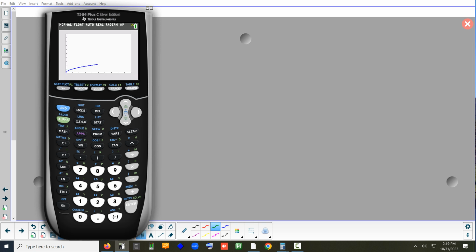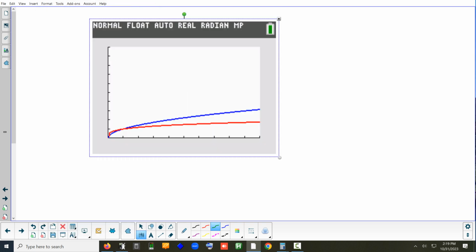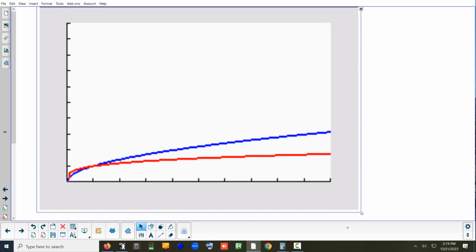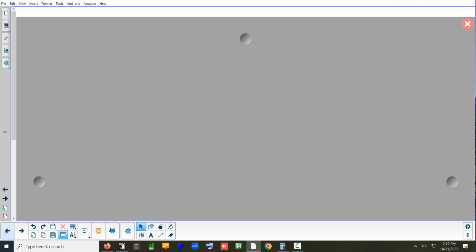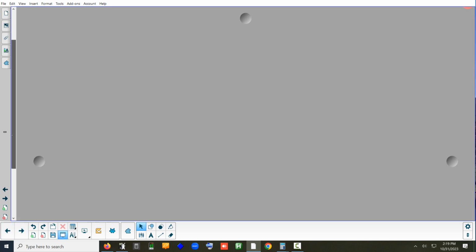Okay, so there's a square root. And there's a fourth root. Let me make that a little bigger. Does anybody notice anything about that picture? Yeah. The red starts out greater than blue. Right. But then it ends up lower. So this ties in with this idea: whether a square root is larger or smaller? Well, that basically means, is it above or is it below?